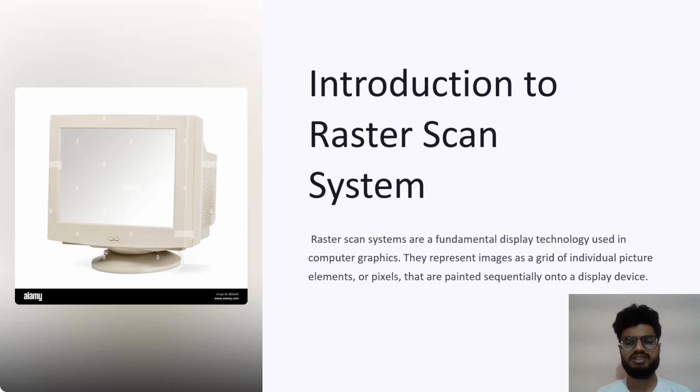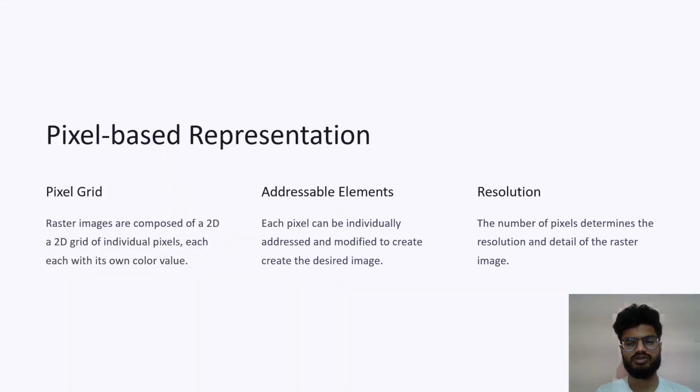Raster scan is the display technology in which the image is formed by pixels, or small dots, formed on the screen. The first feature is pixel-based representation, as I told you. The pixel grids: raster images are composed of 2D grids of individual pixels, each with its own color and value. The second one is addressable elements. Each pixel can be individually addressed and modified to create the desired image.